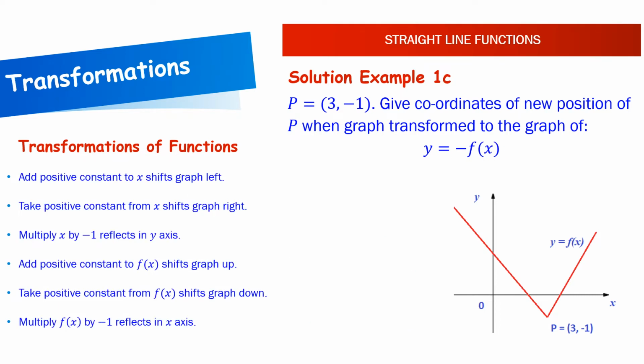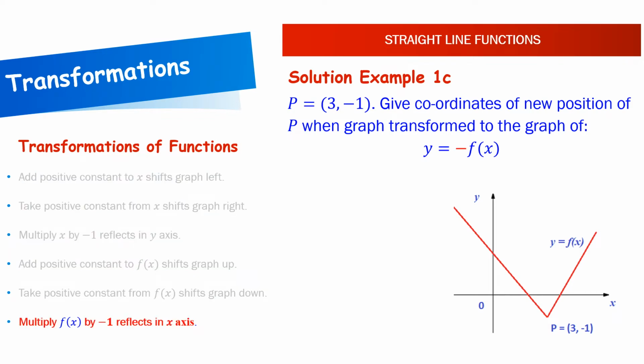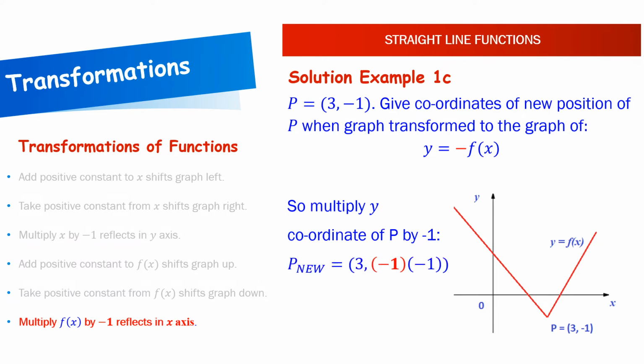Now let's have a go at example 1c. You are required to give the coordinates of the new position of P when the graph is transformed to the graph of y equals minus f of x. We are therefore multiplying f of x by minus 1, and this is a reflection in the x-axis. So we multiply the y-coordinate of P by minus 1 to give that the new coordinate of P is 3, minus 1 times minus 1. So the new coordinate is 3, 1.